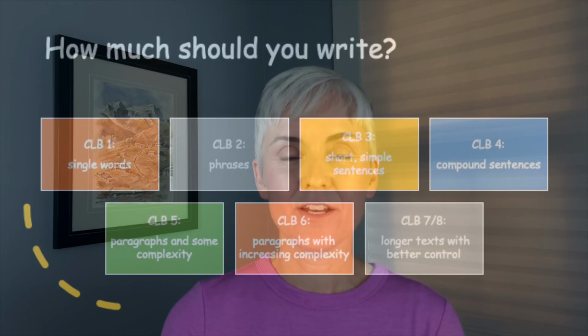Now, I bet you're wondering, what do I write? It's really up to you. Look at the picture. You can describe what you see in the picture, or you can write a story about the picture. I bet you're also going to ask, how much should I write?